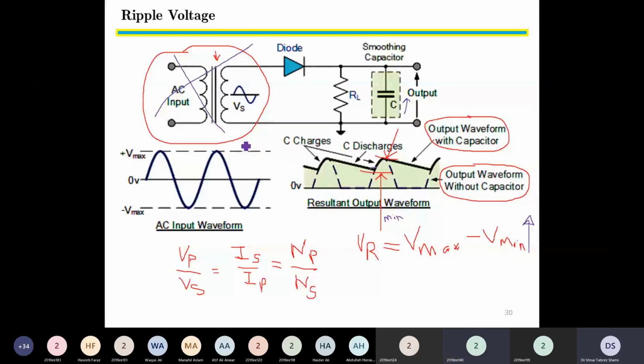And that is all related to this capacitor being used for reducing the ripple voltage. And also there is another factor that large capacitors will require more space. They will require more volume.